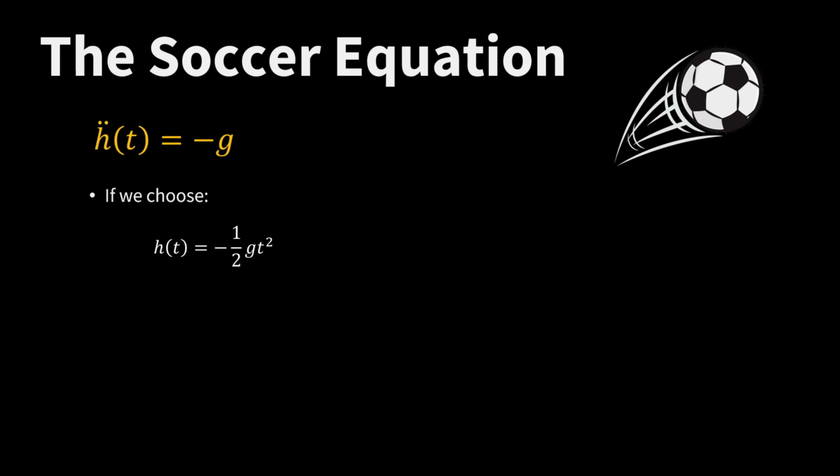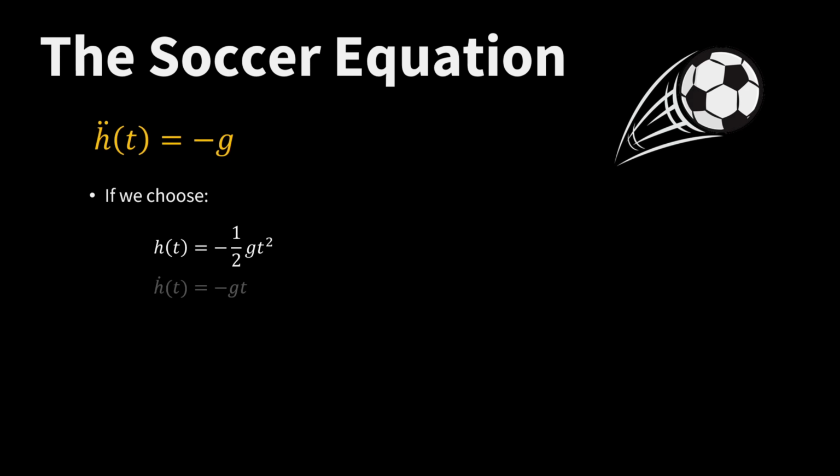Now let's go back to the examples. Let's first look at the soccer equation. The equation says that the second derivative h double dot of the height of the ball is equal to minus g. Now our task is to find a function h of t whose second derivative is minus g. Using the power rule, we can easily construct such a function. Minus 1/2 g t squared is such a function.